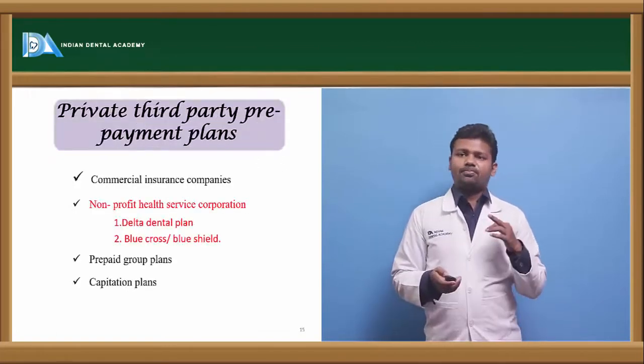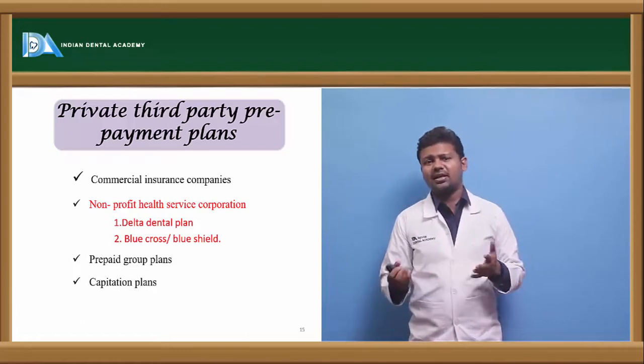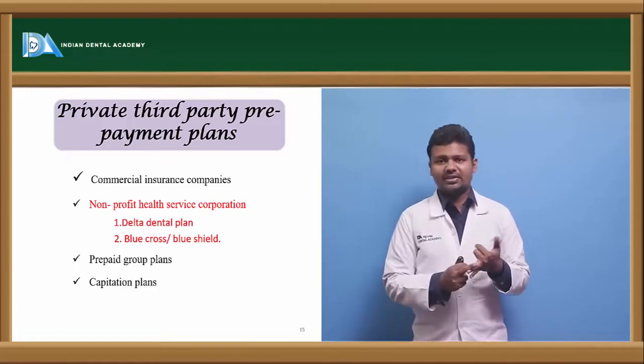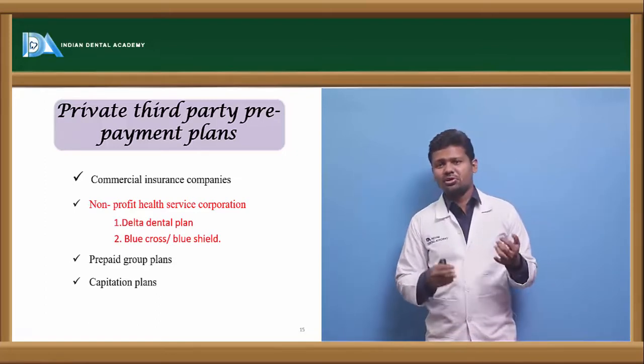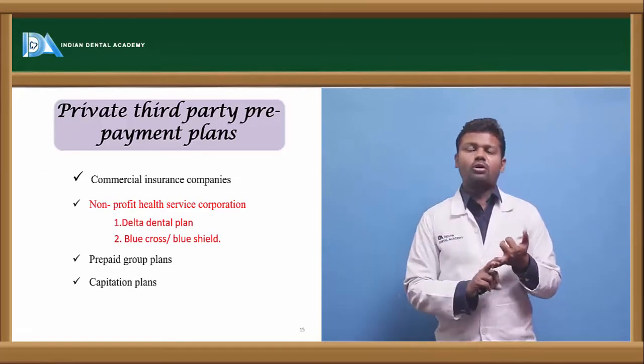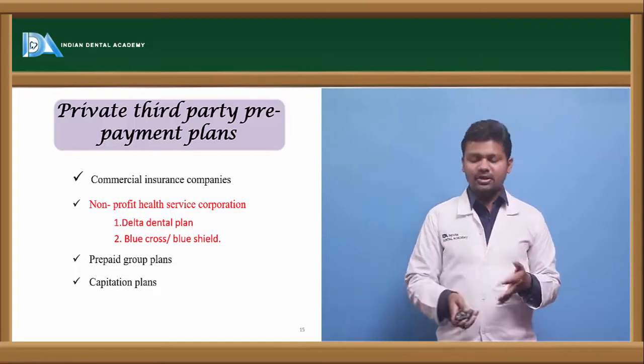Next, the private third party prepayment plan. There are many commercial insurance companies in India like ICICI Lombard, etc. Then there are non-profit health services corporations, which include dental plans and Blue Cross Blue Shield Society. Then there are prepaid group plans and capitation plans.